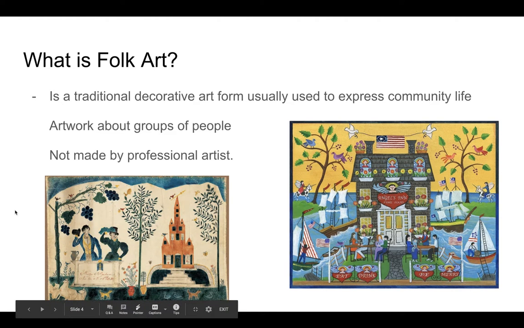Okay, so we need to talk about what folk art is. It is a traditional decorative art form usually used to express community life. So that is artwork about groups of people, so a specific community. For this project, we're talking about early American settlers. And typically these artists were not professionals.